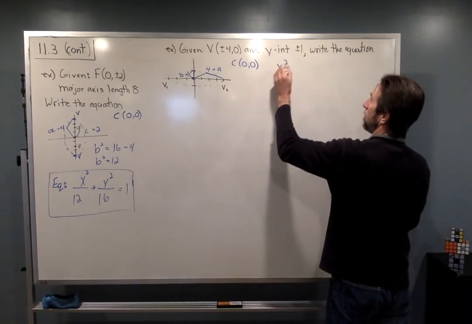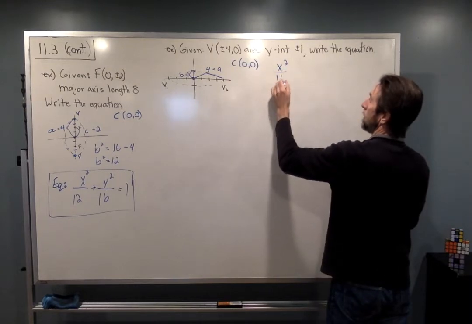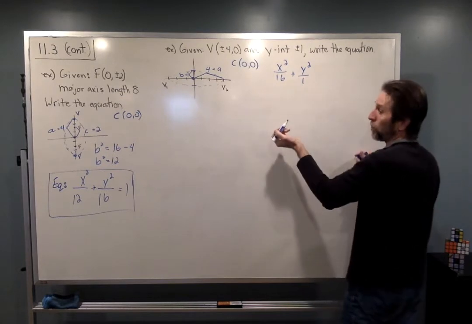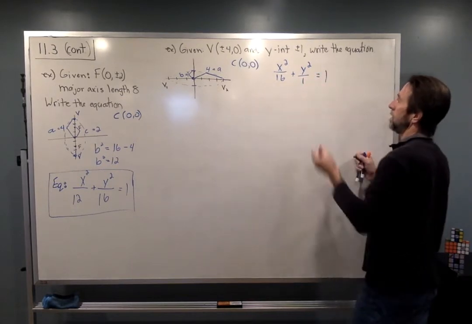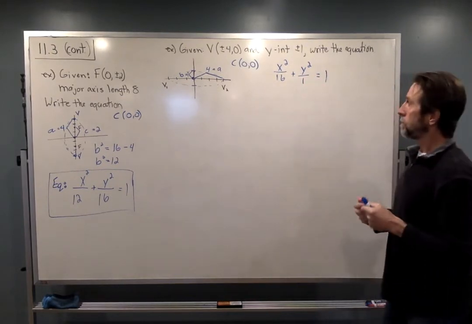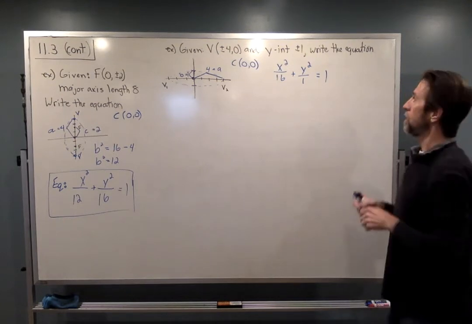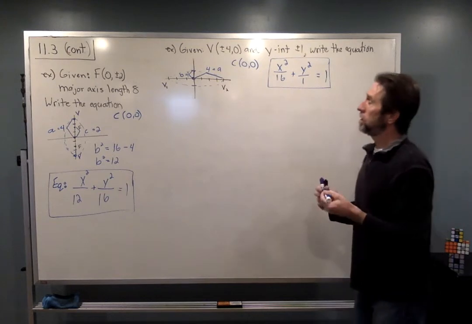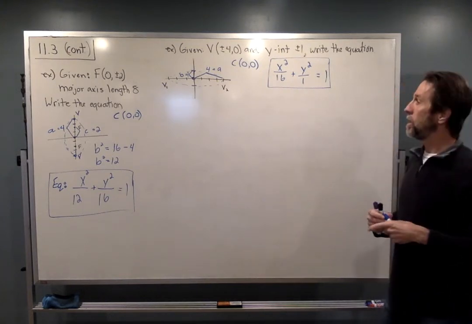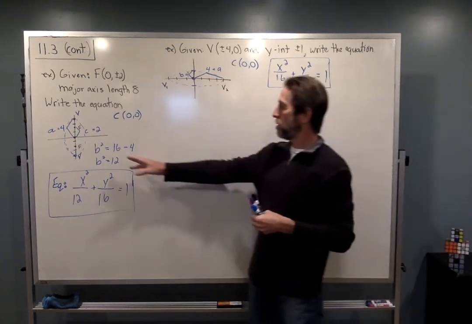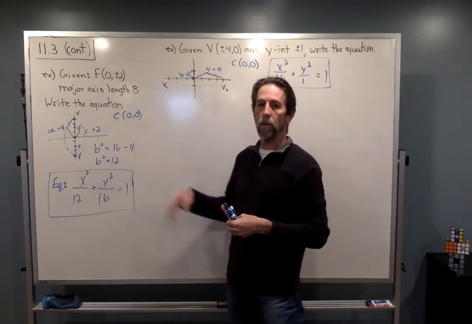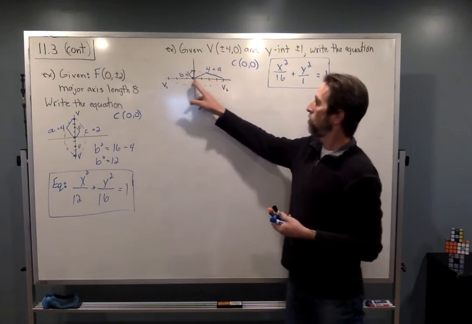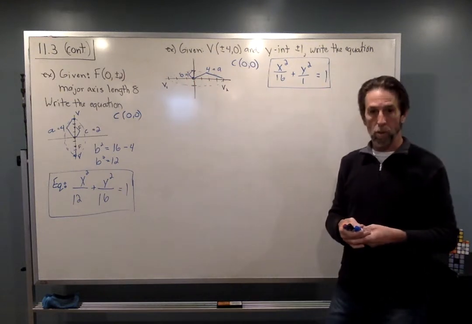So I'd get x squared over a squared, 16, plus y squared over b squared, which is just 1. I don't need to write it, but I can. And it's going to equal 1. Now, if I wanted to find the foci, I could, but that's not really the directions here. We just wanted to write the equation. But I could easily use the relationship between a squared, b squared, and c squared to get c. Once I found c, I could move left and right from the center to get the foci coordinates.